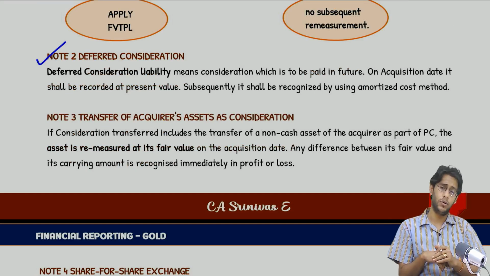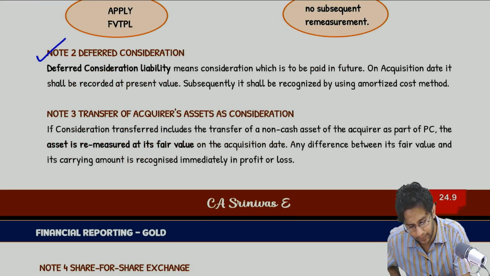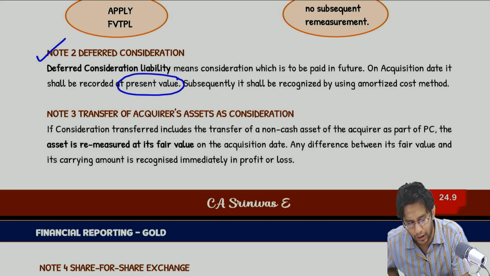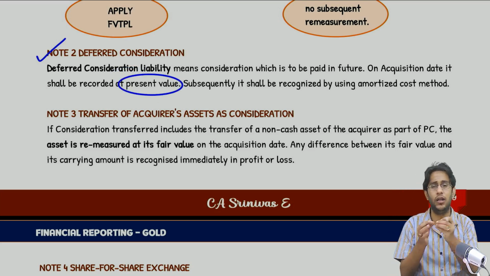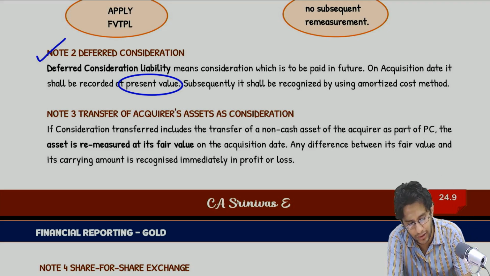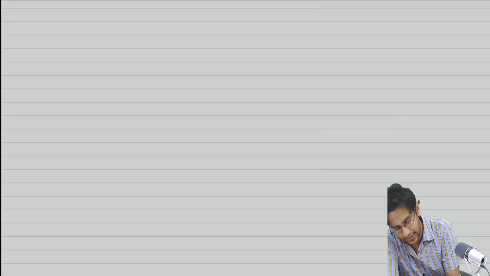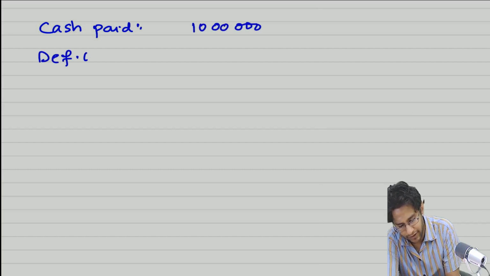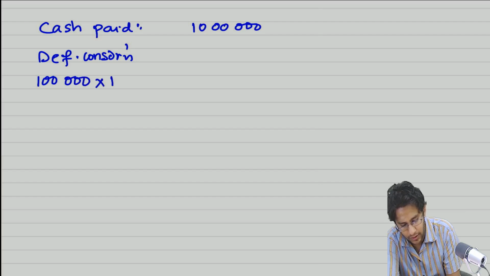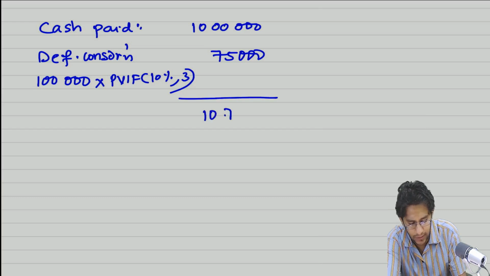A deferred consideration should be recognized at present value, sir. That's all. If you agreed to pay 1 lakh rupees after 3 years, whatever the present value of 1 lakh rupees is, you go and include it in your PC calculation. So how will this appear when you are doing the accounting? Suppose, sir, your cash paid right now is 10 lakh rupees. You have deferred consideration: 1 lakh rupees you agree to pay after 3 years. Let's say PV factor 10% I am applying, 10% for 3 years, so it's 75,131. I'll leave it at 75,000. So your entire PC is 10,75,000.